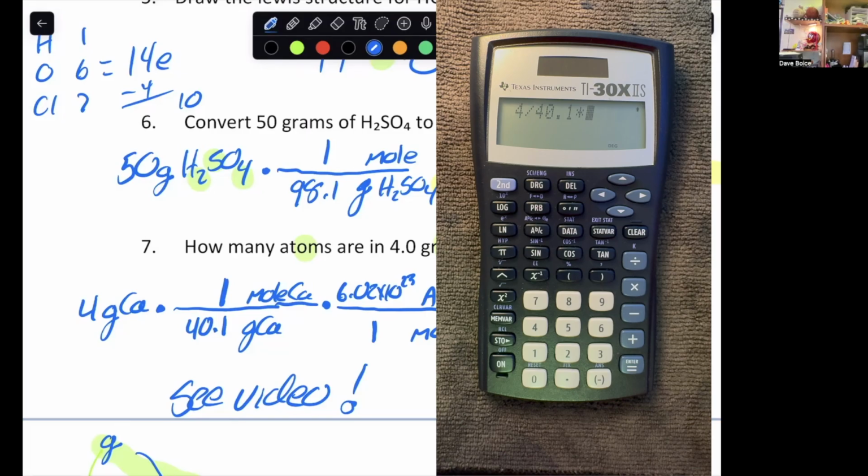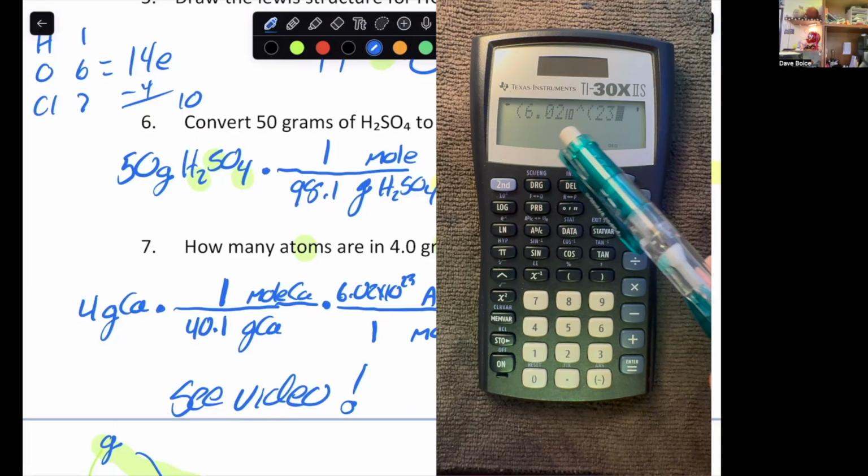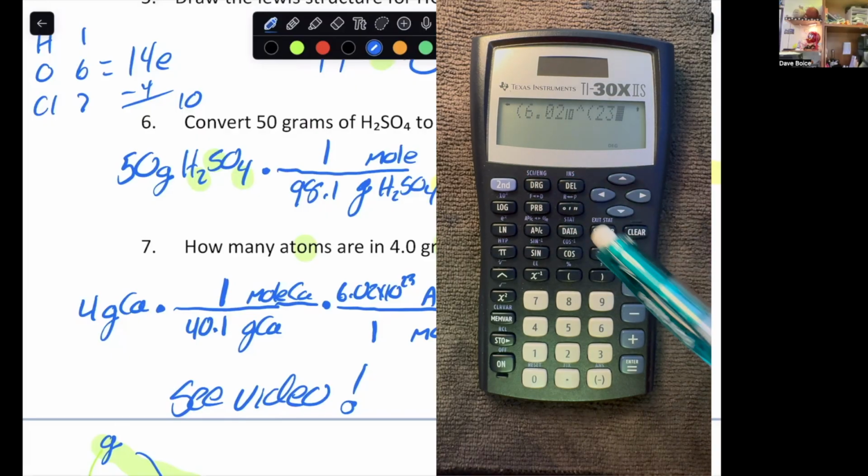And so for scientific notation, it's very important that you put this in parentheses. So 6.02, and then second log. That brings up my little 10 with the chevron to the 23rd. If I needed to make a negative, which I don't, but if I did, I would make sure to use this and not this. Okay, but 10 to the 23rd. Now notice I've got 2 parentheses, one here and one here. So I am going to double close the parentheses and hit enter.